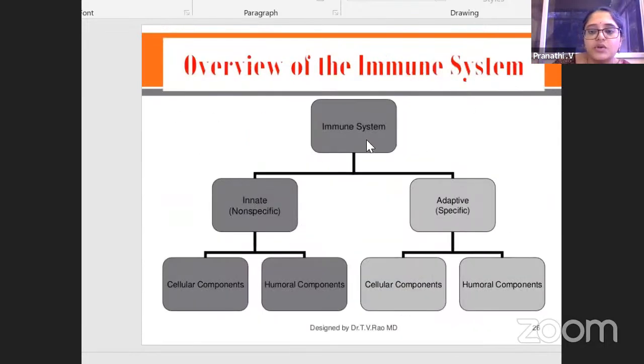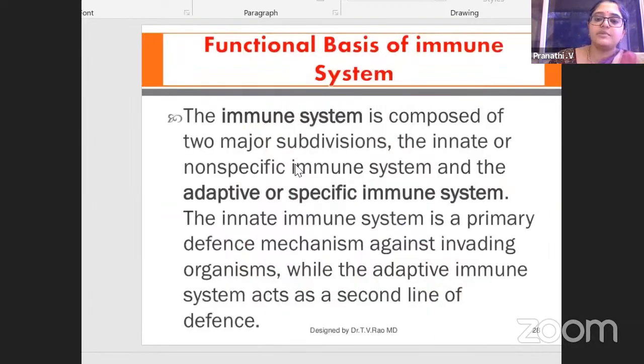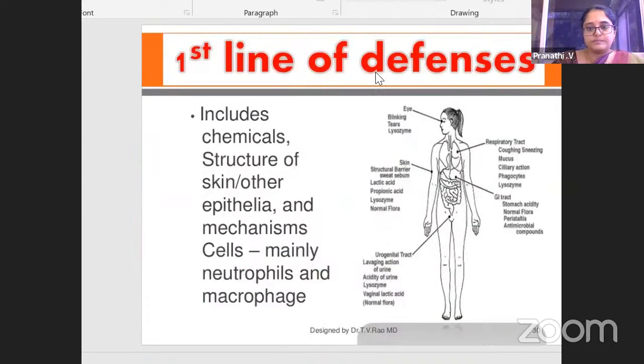So, overview: like I told you, the immune system has innate, adaptive, and cellular components. This is how the lymphocyte origins are present, and the functional basis has the adaptive or specific immune system. And the host also has certain barriers. What are they? Anatomical barriers, which include mechanical, chemical, and biological ones. Whereas in the humoral components, the humoral cells are activated. That is your complement system. Your blood clotting system is activated, and cytokines are released.